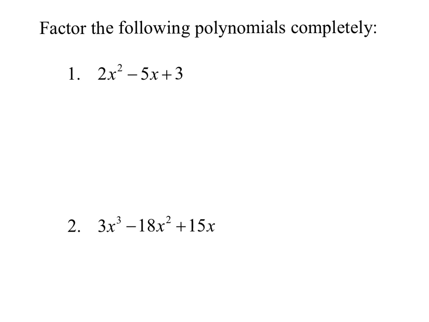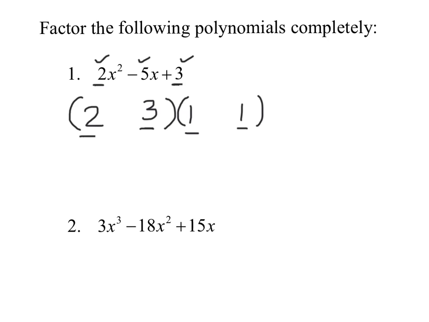So I'm trying to find the factors of 2 and 3 which add up to -5. I'm just going to have two parentheses here. The first two spots are for factors of 2, so factors of 2 are 2 and 1. The next spots are factors of 3, which are 3 and 1.